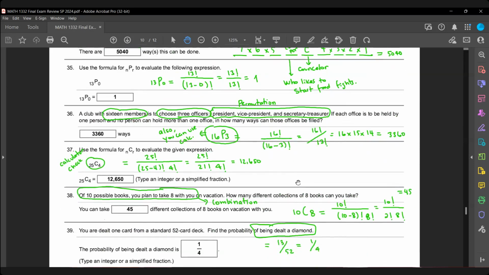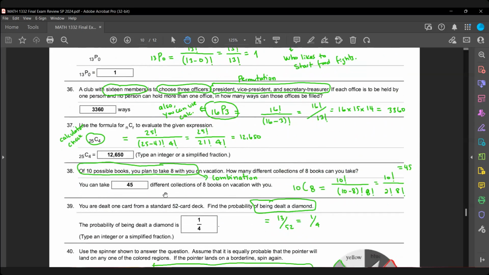Number 37 says to evaluate the number of combinations, something that can be done with the calculator. The number of combinations if we have 25 things and we take 4 at a time. Here's the math behind it. I computed this number using the calculator.